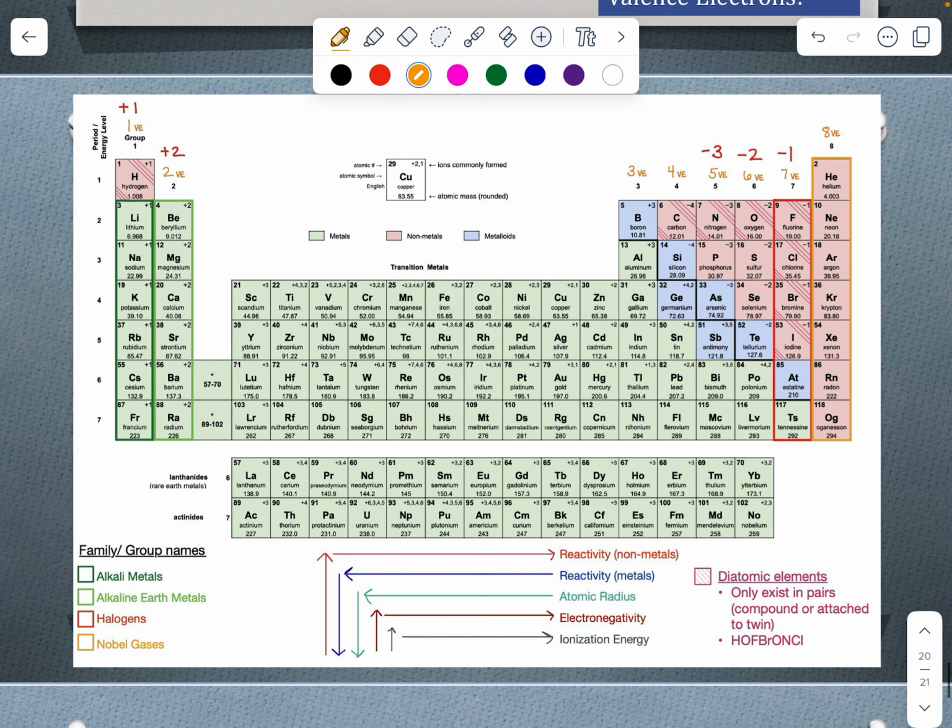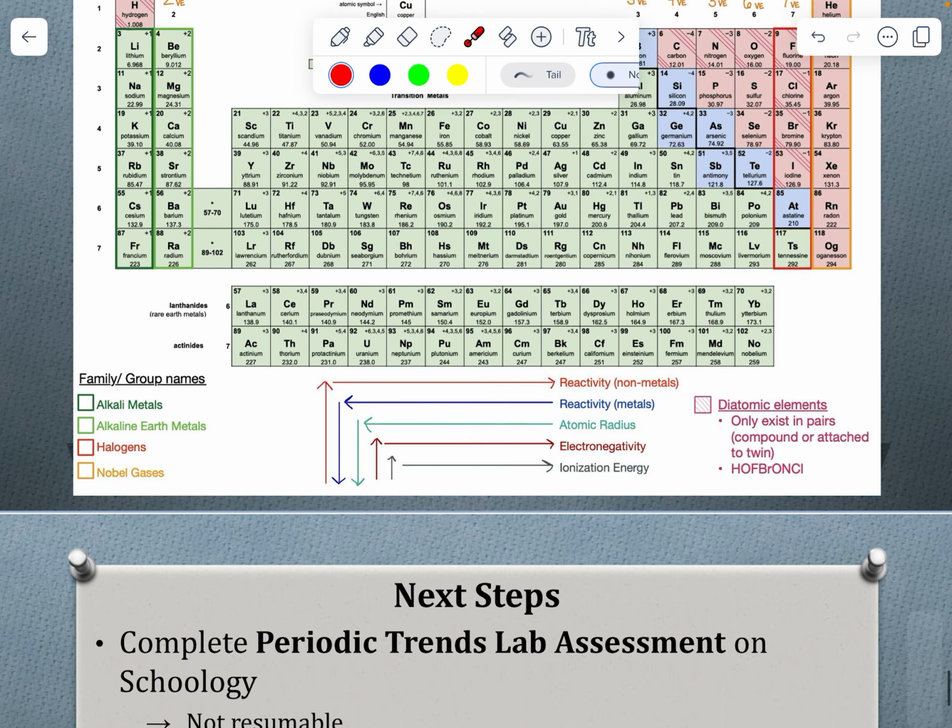All right. If you haven't yet, take a minute and label those trends on your periodic table. We've got the reactivity trend for nonmetals, reactivity trend for metals, atomic radius, electronegativity, and ionization energy. Those are all trends you will need to know for your upcoming test and that you will use when you are completing your periodic trends lab assessment.